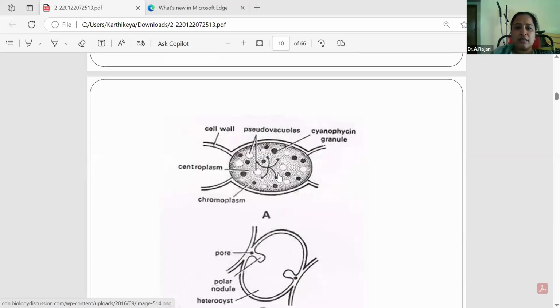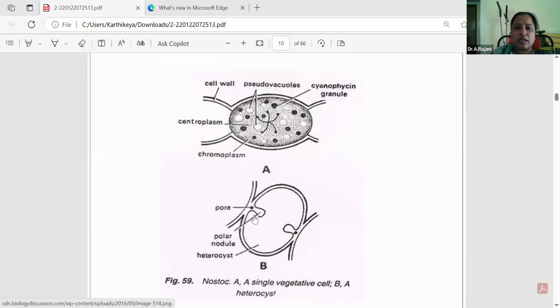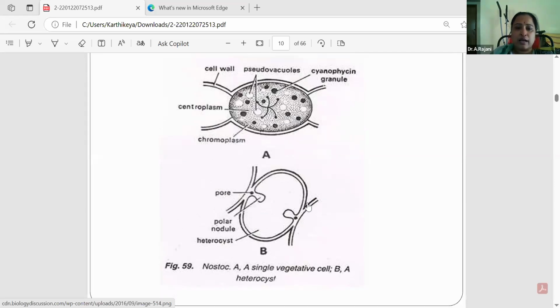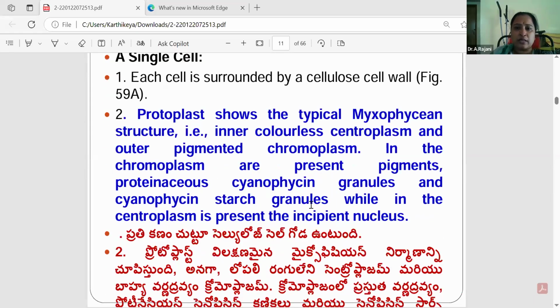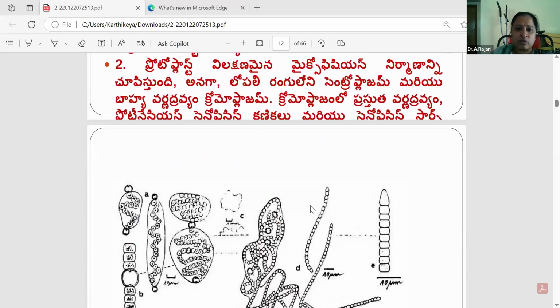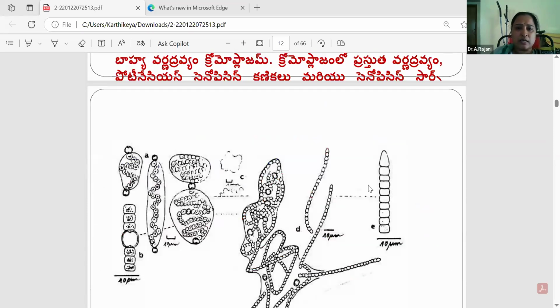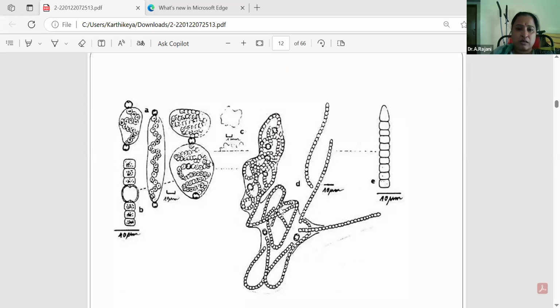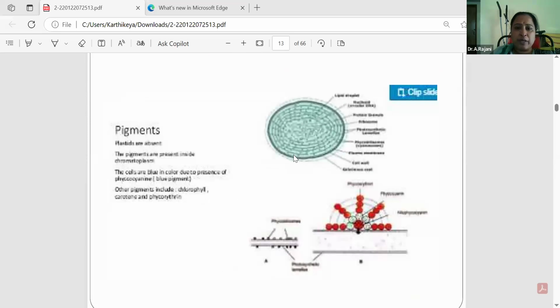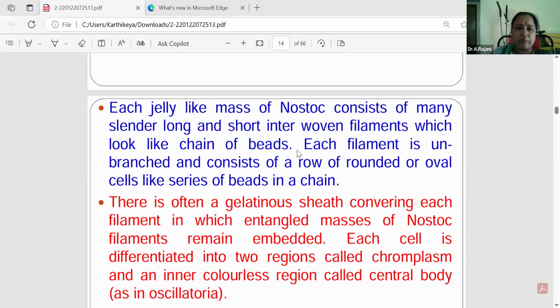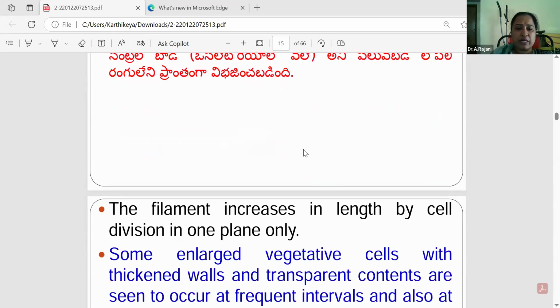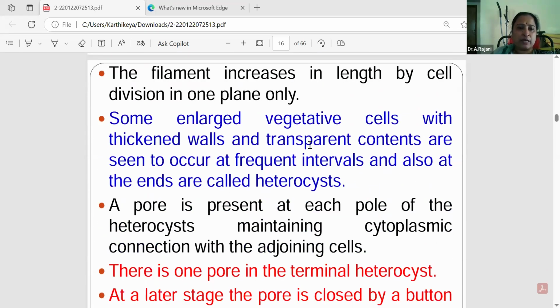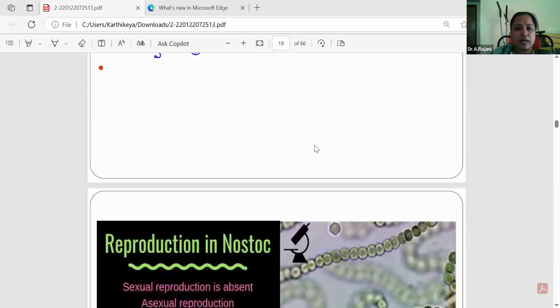In this, see, this is a single vegetative cell, and this is the heterocyst. This is the cell and this is the protoplast. Each and every one I will explain in the earlier slide. Here, this is the total cytoplasm inside the Nostoc pictures. Coming to the pigments also, I will explain what types of pigments are there and what the pigment system is. These things are completed. Now, this Nostoc.